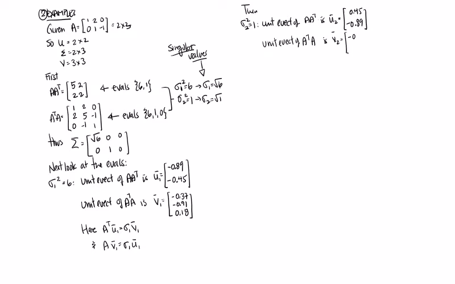This is negative 0.450 and negative 0.89. And here again, A transpose U2, this can be checked, is sigma 2 V2, and A V2 is sigma 2 U2. Now then, we're almost done.